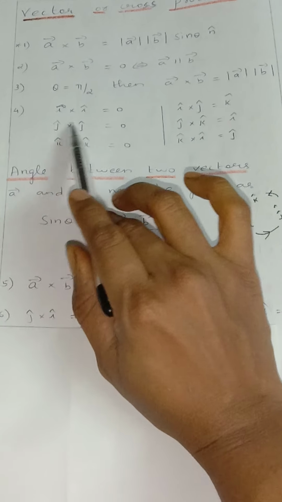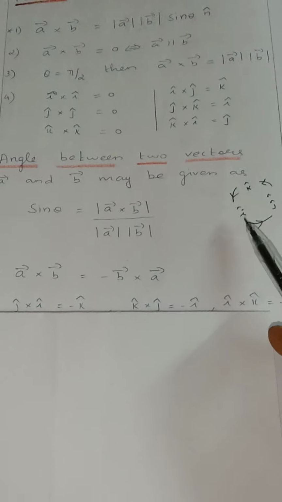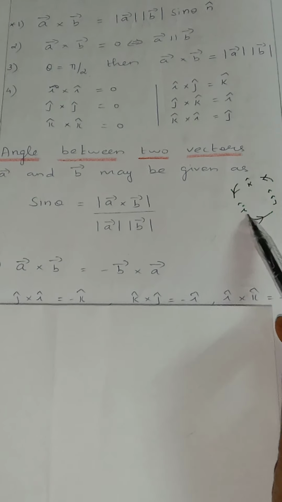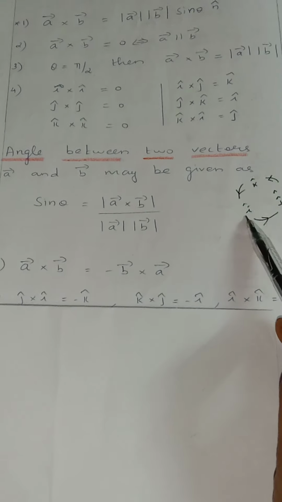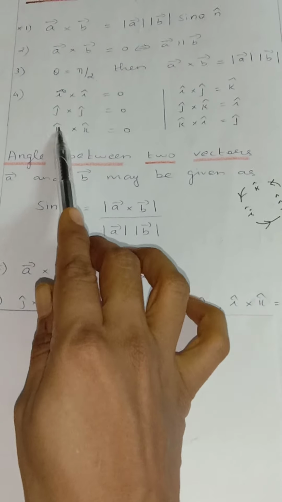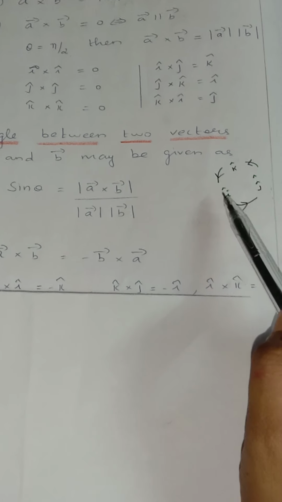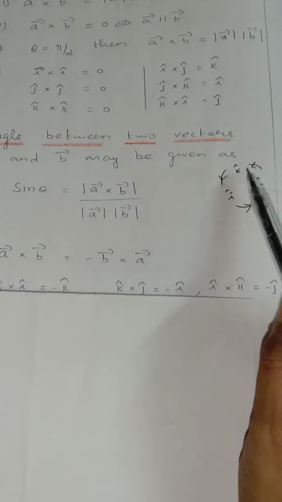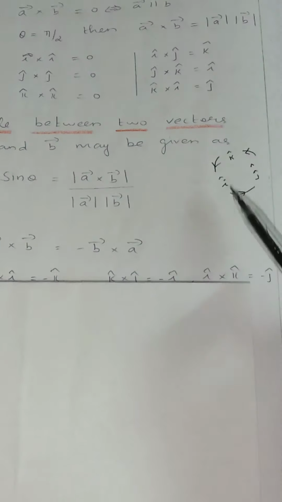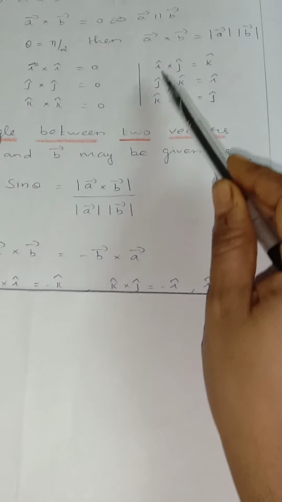The next one, you should know this order: i, j, k. You can see this cyclic order, i to j, j to k. The cross product of the same vectors will be 0. The next thing is i cross j. It is a cyclic order, so i cross j is k. j cross k is i. The same way, k cross i is j. So no changes in the value.